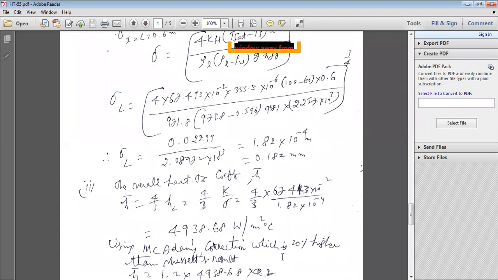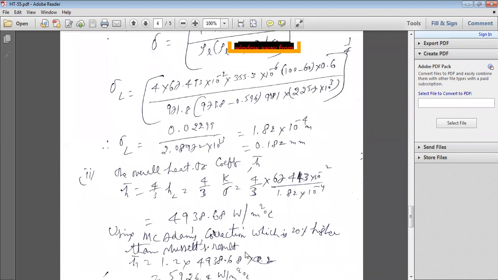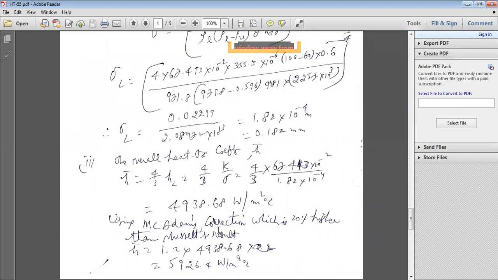Using McAdams correction, the result is 20% higher than the Nusselt result, because the Nusselt theory of condensation was initially developed by Nusselt. He has given h bar is equal to Q.